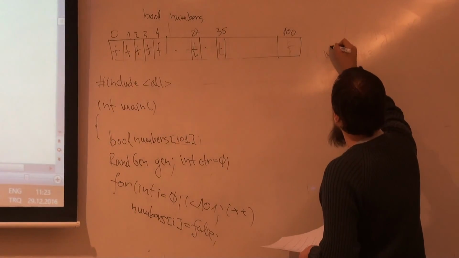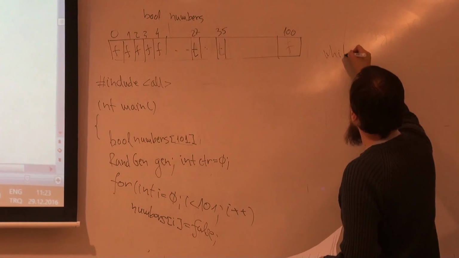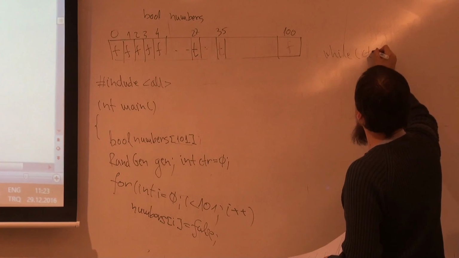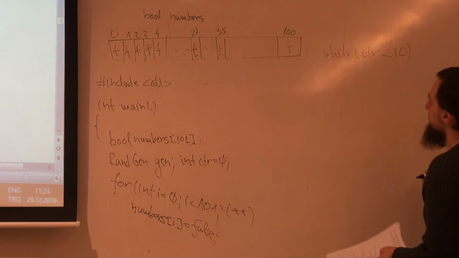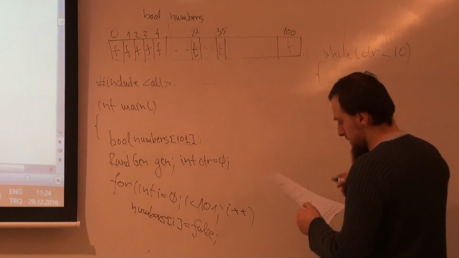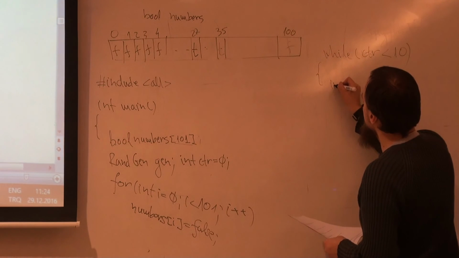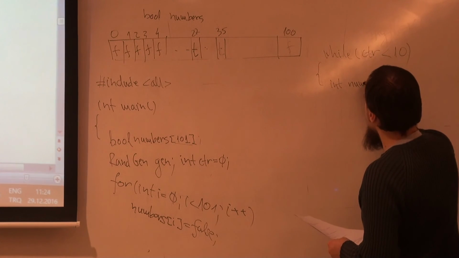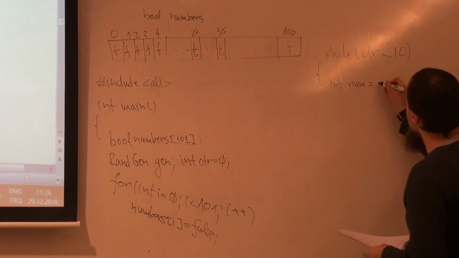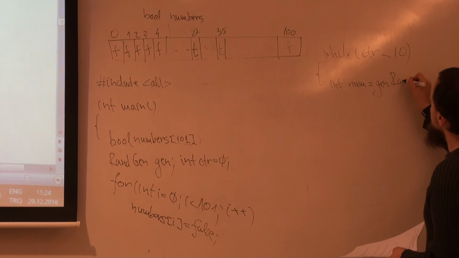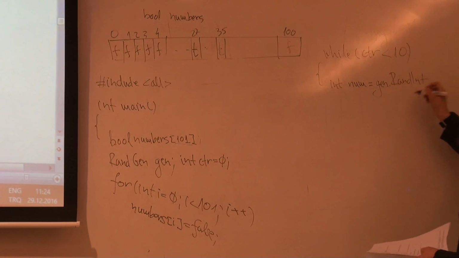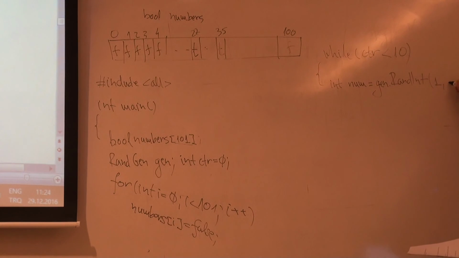Now, I'm continuing here. While the counter is smaller than 10, because I have to generate numbers, I generate a unique number. This is the number that I'm generating here. Number is equal to generator, and you remember the random generator class. It had a member function called randint. As parameters it takes the low and the max, and it returns an integer between low and max, in our case 1 and 100.